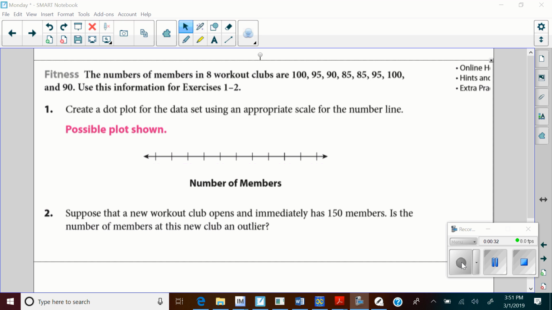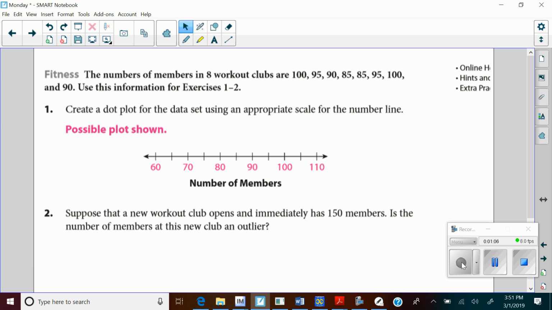In problem 1, it says create a dot plot for the data set using the appropriate scale for the number line. There are a lot of different ways you could do it. You want to make sure you include something that's lower than your lowest and higher than your highest. You also want a reasonable amount of slots for your data. All of these are in fives, so it'd be good to put them in fives. This is the one I'm going to use, going from 60 to 110.